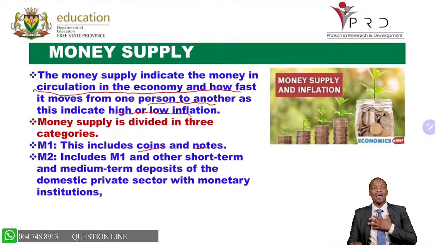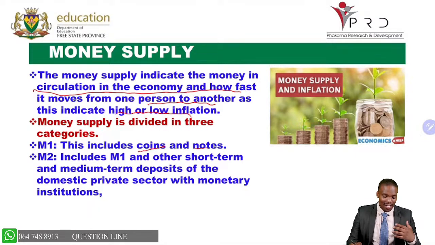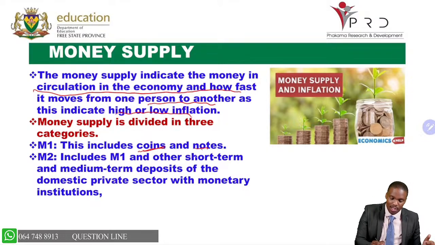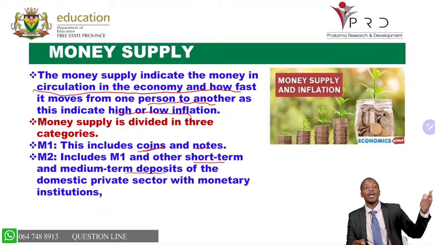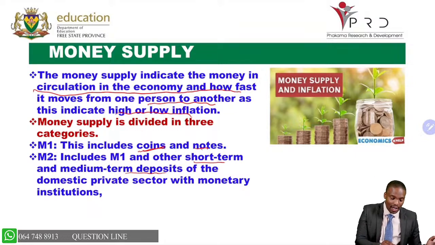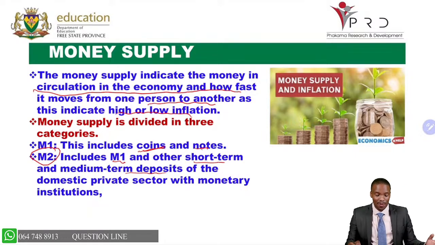The ones that you and I have in our wallets. And then M2 includes coins, notes, as well as other short-term and medium deposits, as well as loans. That means the 6 months to a year. That is included under M2. In short, we are saying it is M1 plus other short-term and medium deposits and loans.